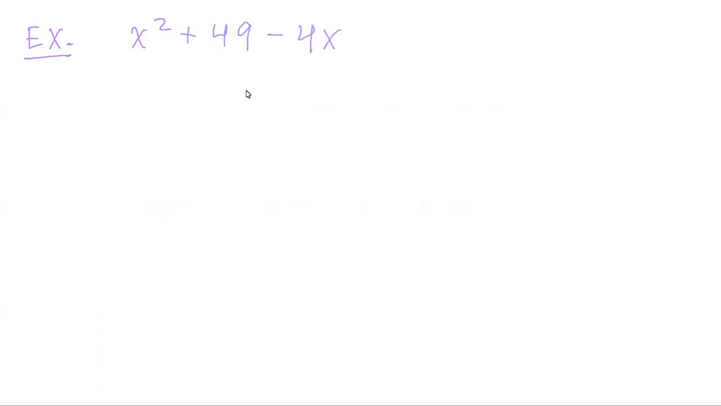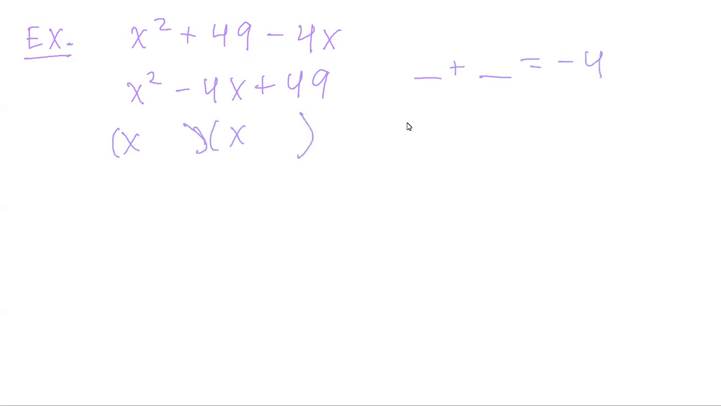It's important to get in that habit of writing as squared. So I think I'll do maybe two more examples of this and then probably move forward, just because it's a very straightforward concept. Here, I'm going to rearrange and make it x squared minus 4x plus 49. Figure out two numbers that add up to negative 4 and then multiply to 49.